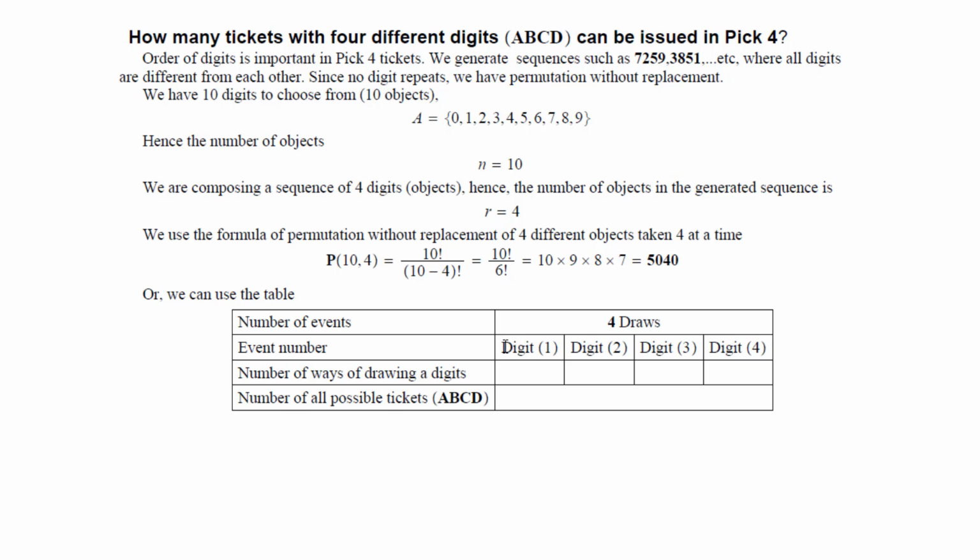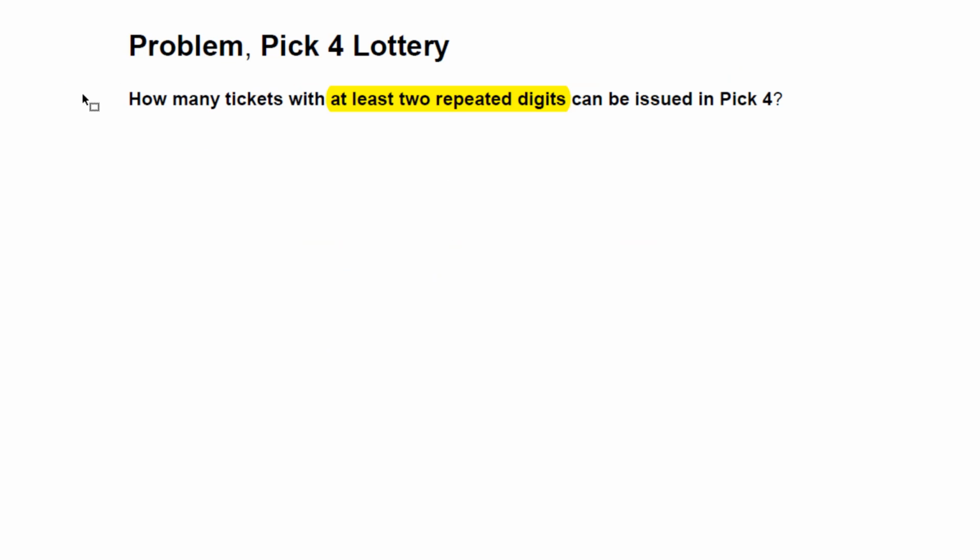Here we have all the events of withdrawing the first digit, the second, the third, and the fourth. Withdrawing the first digit can happen in 10 ways, the second digit in 9 ways, the third digit in 8 ways, and the fourth digit in 7 ways. So according to the multiplication principle, the number of all possible tickets of the form A, B, C, D is again 5040 tickets.